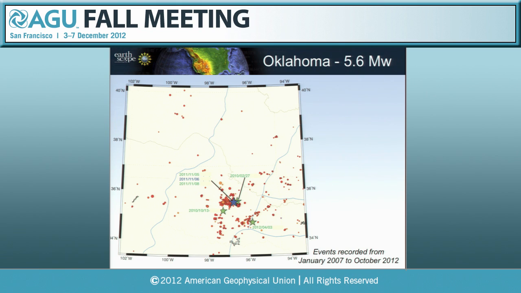Next. So looking in more detail, these are going to be some of the same events that Bob showed you, but this is some of the types of things that we were able to isolate. This is a sequence of events in Oklahoma with a maximum 5.6 MW, and we were able to identify a large number of events in this particular region.